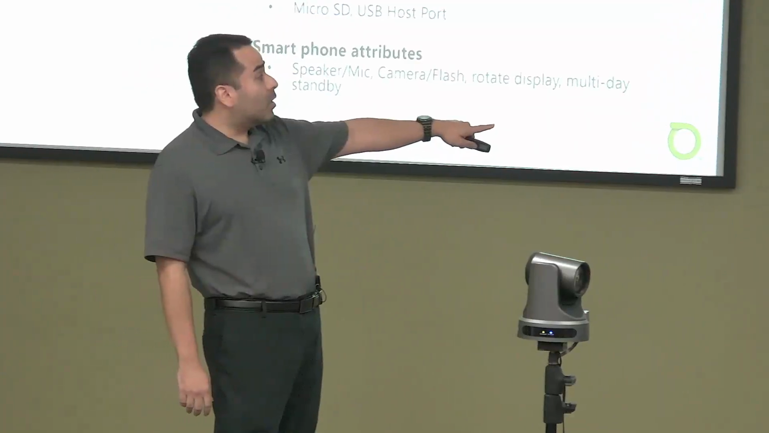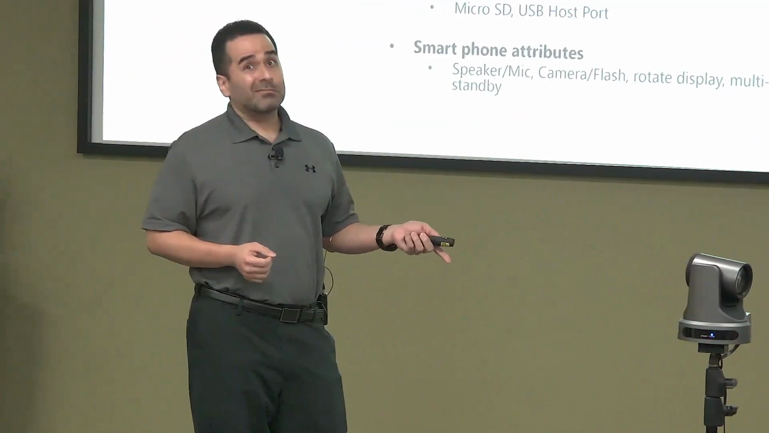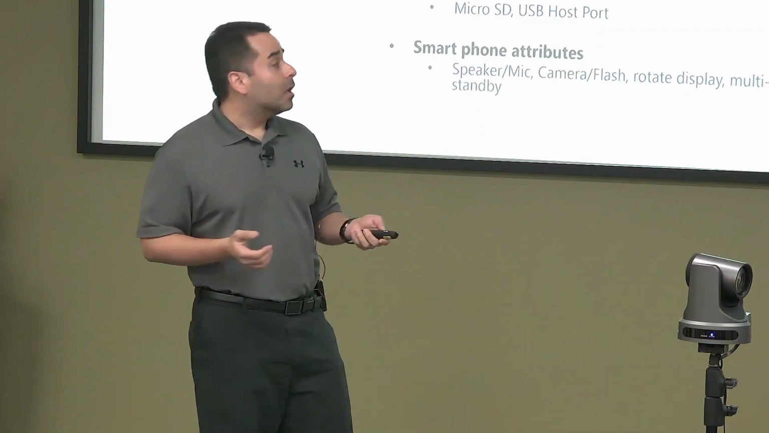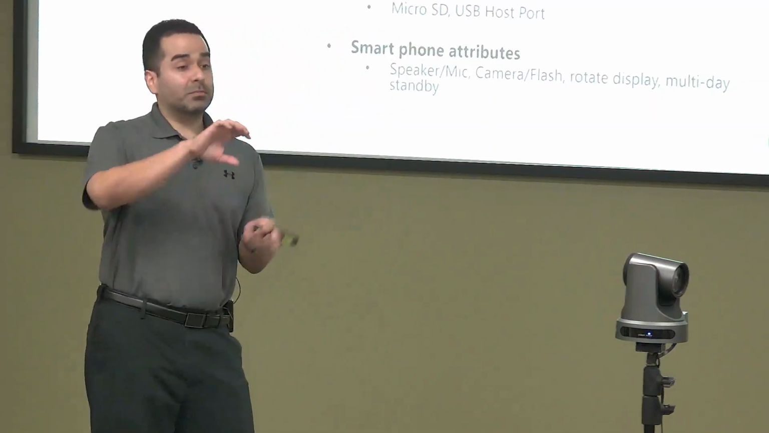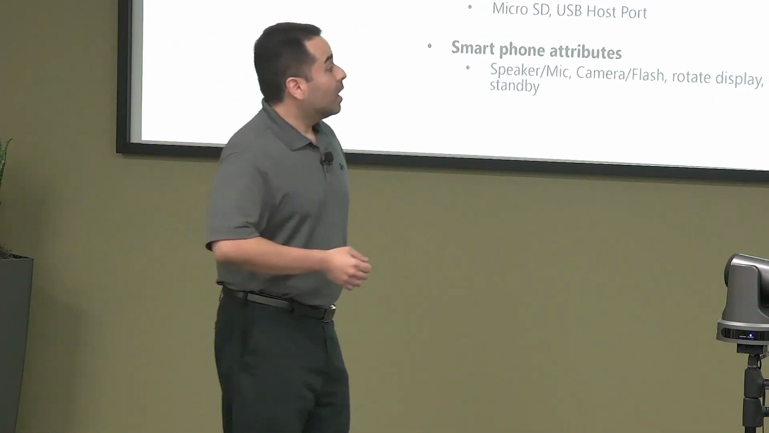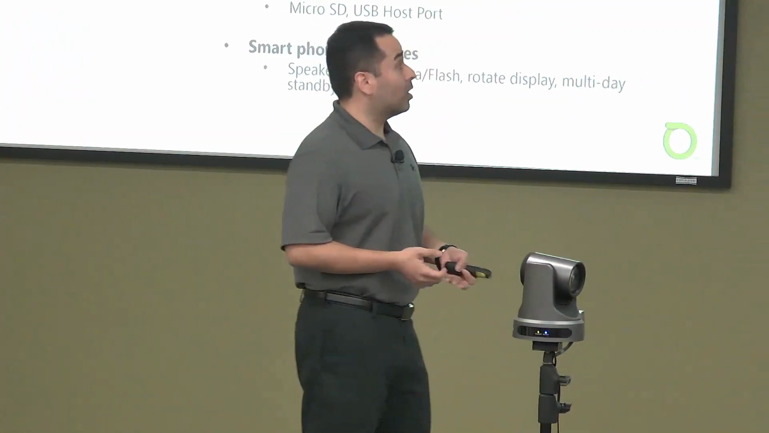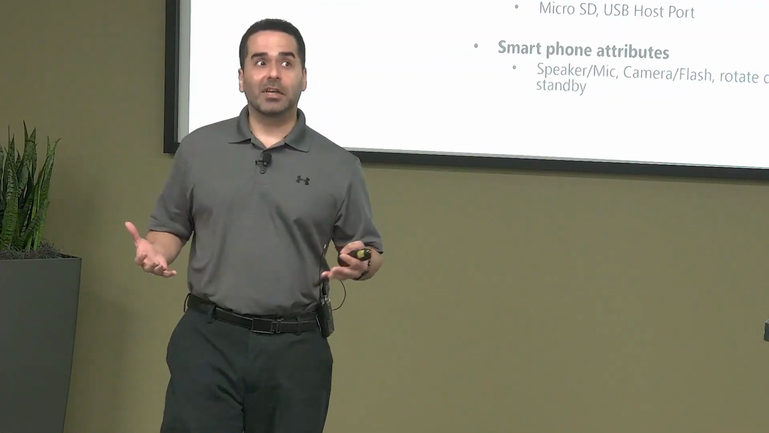So regarding other smartphone attributes, like Keith mentioned, think of it as a tester phone type of thing. It includes a speaker, microphone, a camera, a flash, or basically a flashlight if you want to use it that way. You can rotate the display, same as any other phone. And you have standby, micro SD ports, different USB ports, etc. So think of it as just a combination between a tester and a phone, or a smartphone.